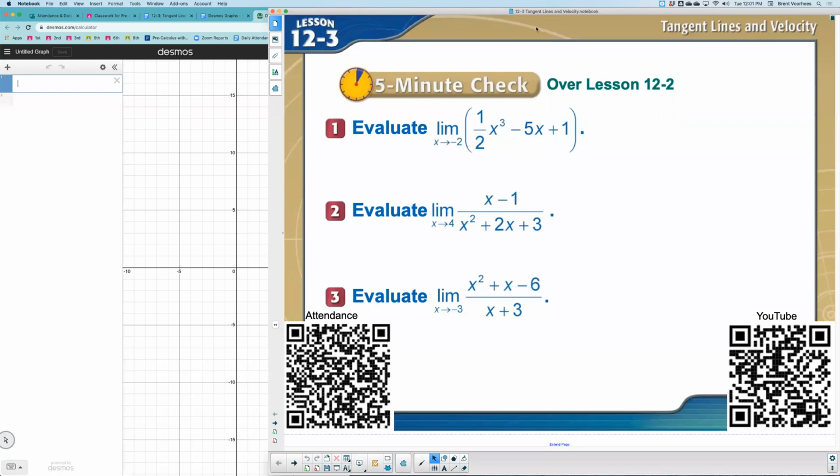Welcome to lesson 12.3. Today we're going to look at tangent lines and velocity, but before we do that, let's review limits. Specifically, in lesson 12.2, we didn't just review limits, we were looking at them algebraically. So I'm going to do algebraically, as well as you can see I have Desmos open on the left. I will go over what we did in lesson 12.1, which is seeing them graphically.